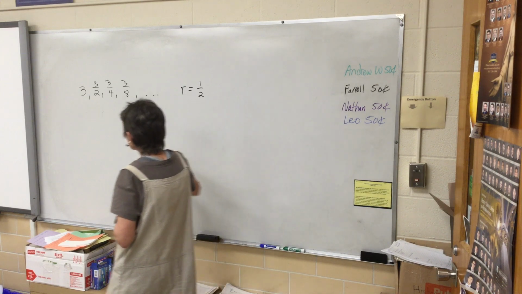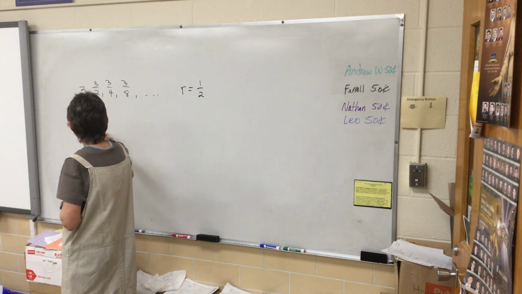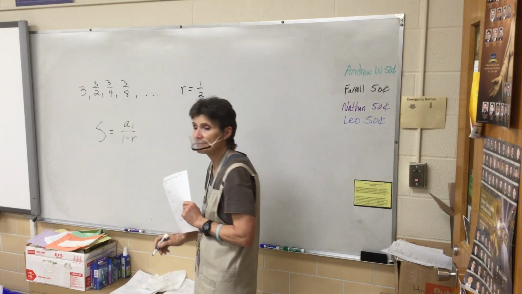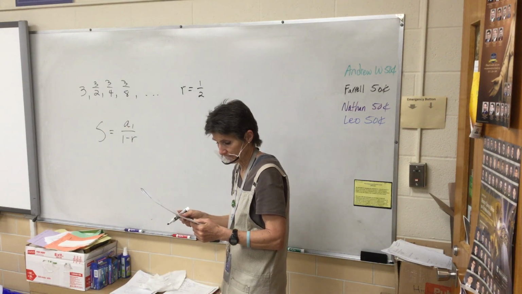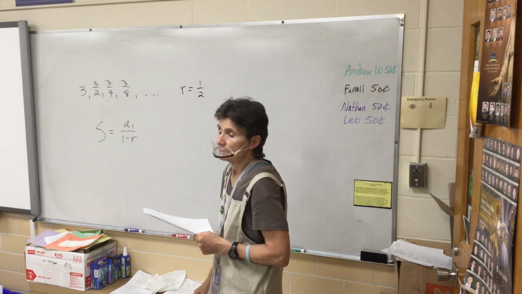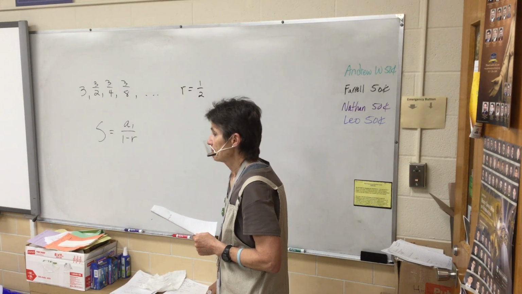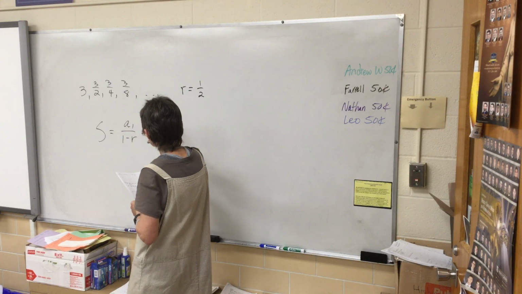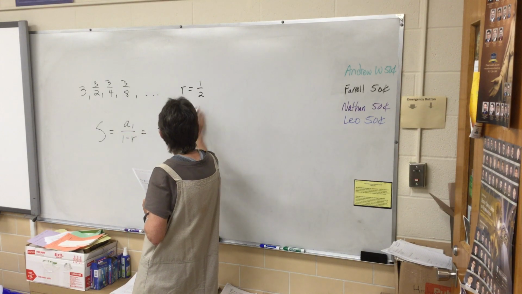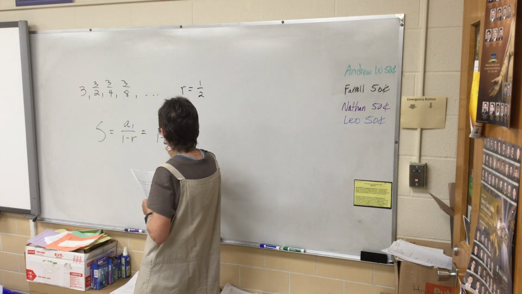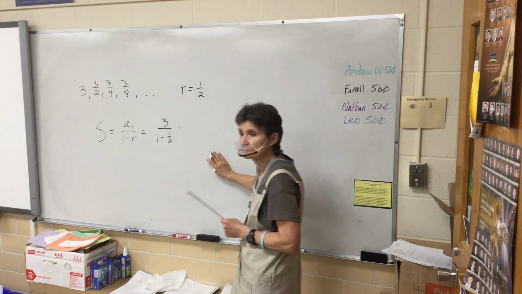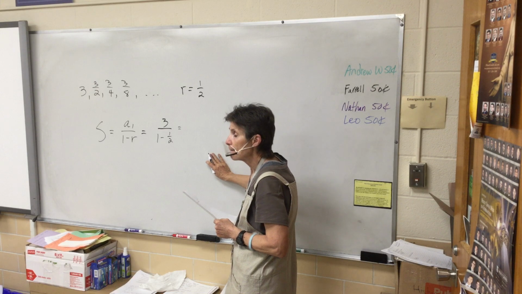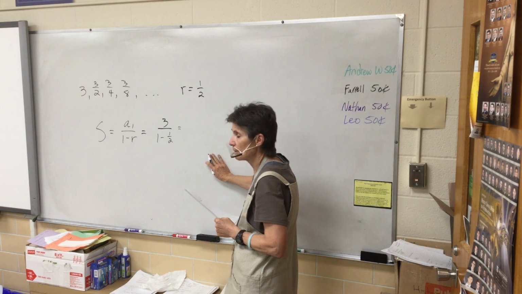If the series is infinite, this is your infinite formula. Very, very, very simple. Very simple. So we have everything we need. The first term is 3, and the ratio is 1/2. Does it matter if we put a decimal? Nope, does not matter one bit.